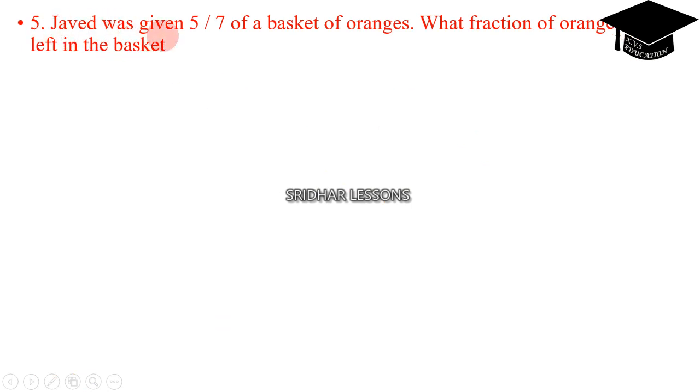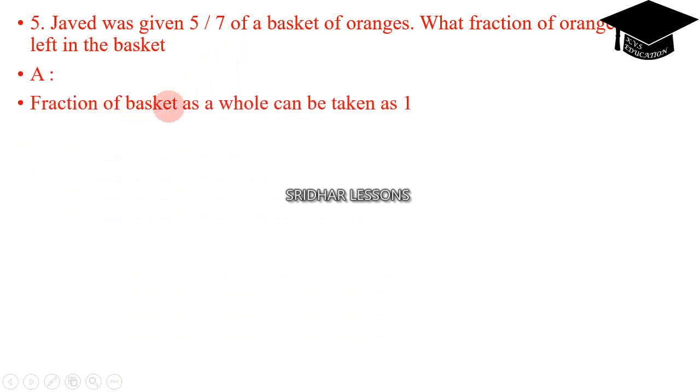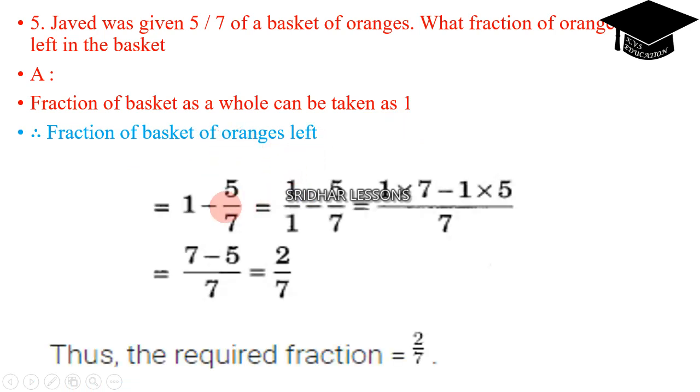Fifth question. Javed was given 5 by 7 of a basket of oranges. What fraction of oranges was left in the basket? So what we have to do? We have to subtract. See, the basket as a whole can be taken as 1. Yes, it is 1 unit. So the fraction of the basket of oranges left is 1 minus 5 by 7. Okay, because 1 can be written as 1 by 1, we can take LCM as 7. So 1 into 7 minus 1 into 5. So 7 minus 5, this is equal to 2 by 7. So the required fraction is 2 by 7.